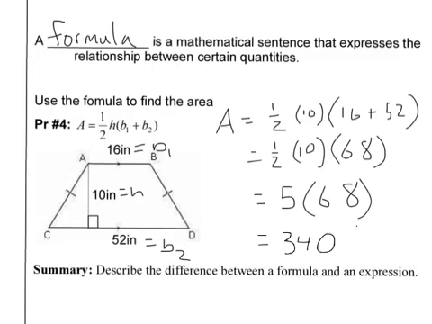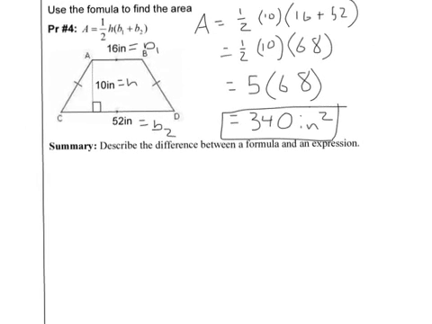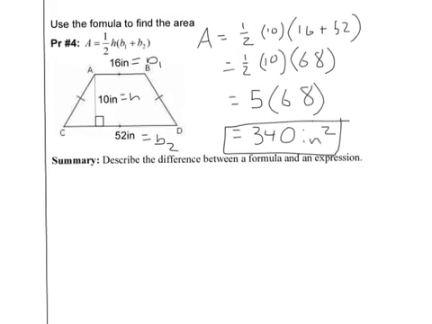And it was inches, and we had inches here and inches here, multiplying together. That made inches squared, or square inches. So there's my answer. All right, for the summary, I want you to describe the difference between a formula and an expression. Go for it.